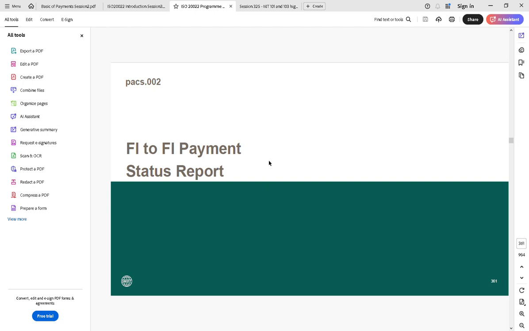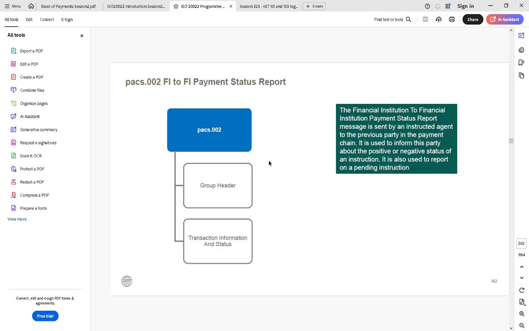FI to FI payment status report now. Again, our group header remains the same, PACS.002. The group header, transaction information and statuses are contained in these messages. Okay, this is what is mentioned here, the financial institution.